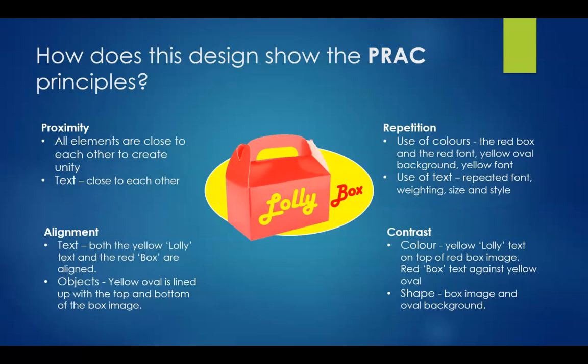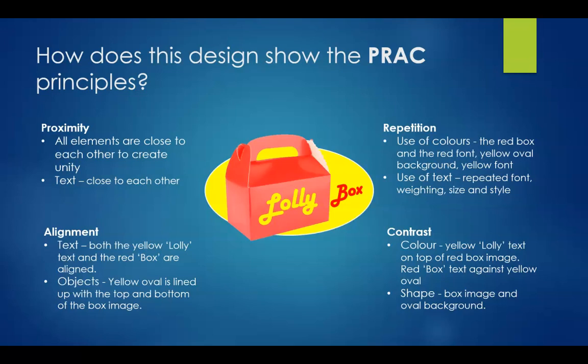So, how does this design show PRAC principles? Well, this really simple logo shows proximity. All elements are close together to create unity, and the text is also close. Repetition, the use of the color, the red box and the red font, the yellow oval background, the yellow font, use of text, repeated font, weighting, size and style.